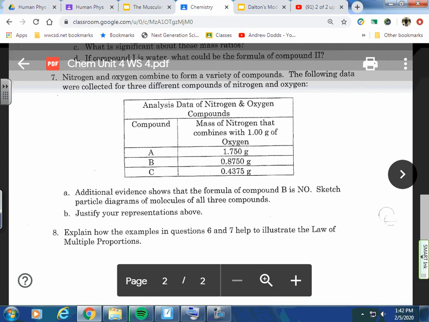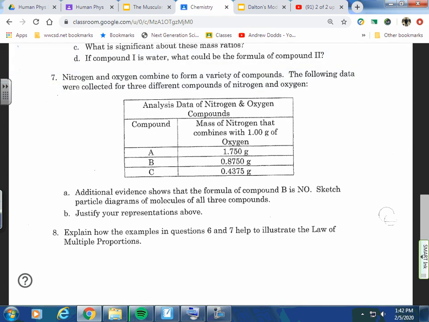So now in 7 we have 3 compounds. Each of them contain just nitrogen and oxygen. Right here it's saying this is the mass of nitrogen that combines with 1 gram of oxygen. So really in A, for compound A, it's saying that it has 1.750 grams of nitrogen per 1 gram of oxygen. B is saying 0.8750 grams of nitrogen per 1 gram of oxygen. So notice the amount of oxygen is not changing.